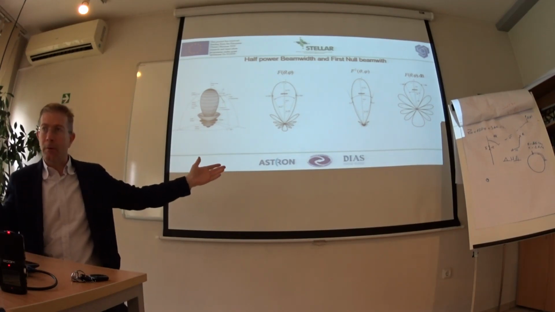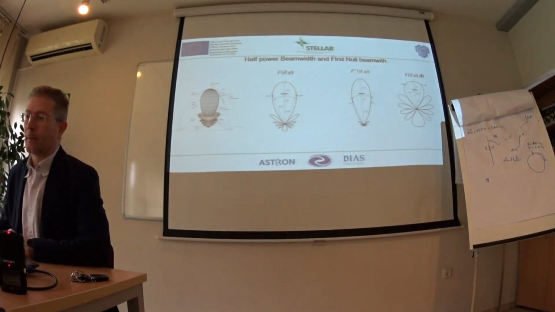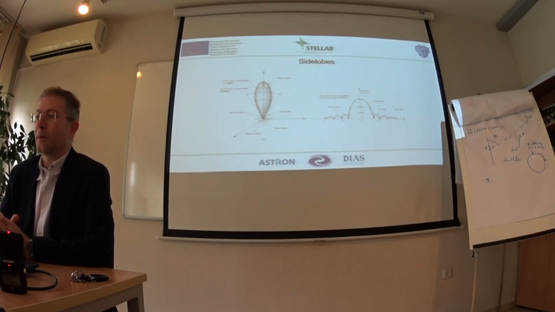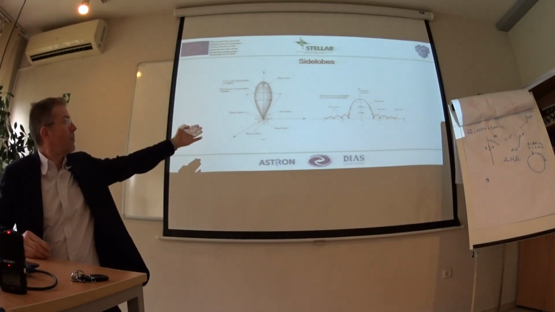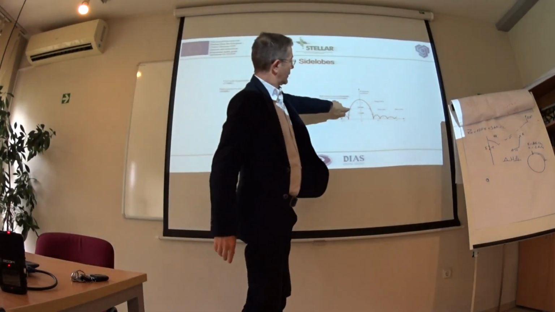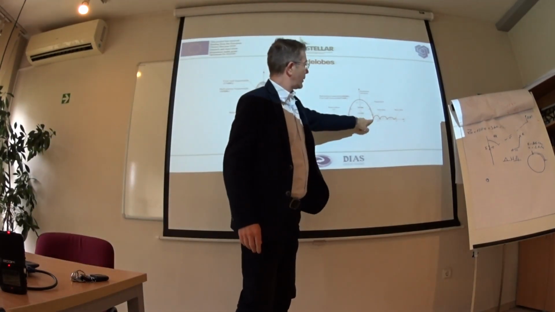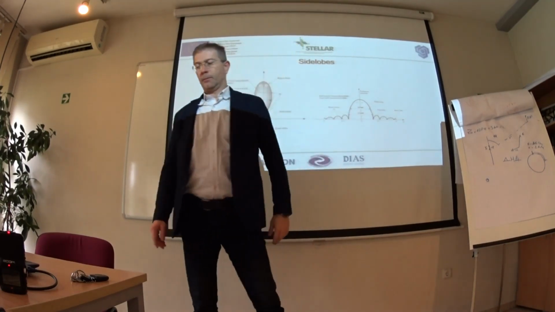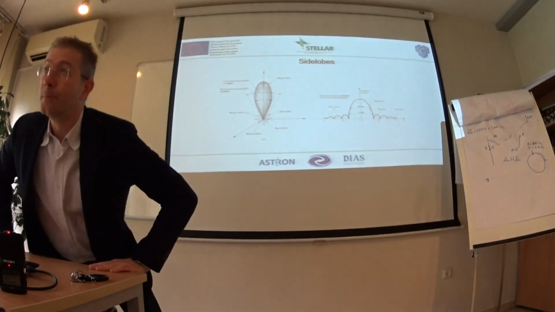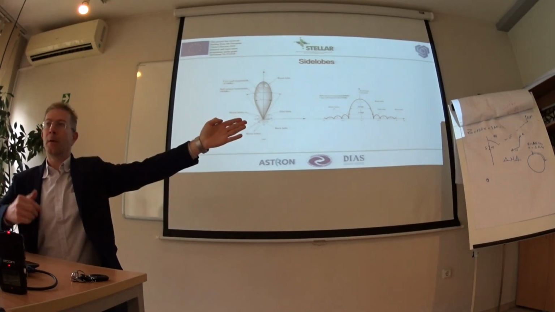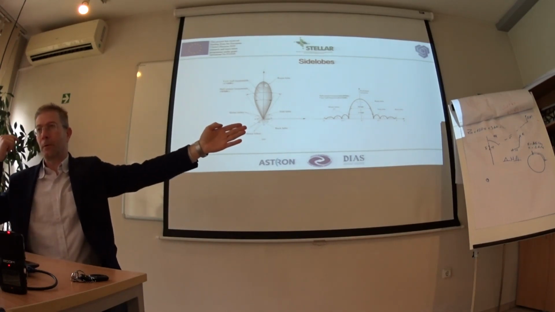Now you will see a click. And that's how things look. Main beam, half power beam width, from here to here, first null beam width, side lobes, and here on the back is the back lobe. What does back lobe mean? It means that even when it's pointing this way, something is going to be transmitted in a reverse direction.